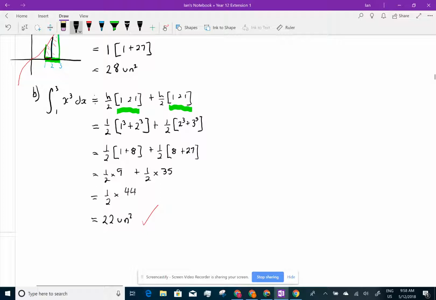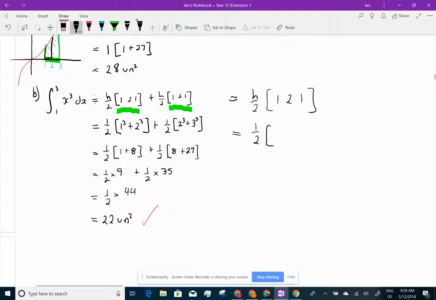Because when you use the trapezoidal rule, you don't have to do each one individually. You can do it all in one go. Watch this as I redo this question now, all in one go. So h on 2, 1, 2, 1. Well, the height for each of those strips is 1. So it's 1 on 2.